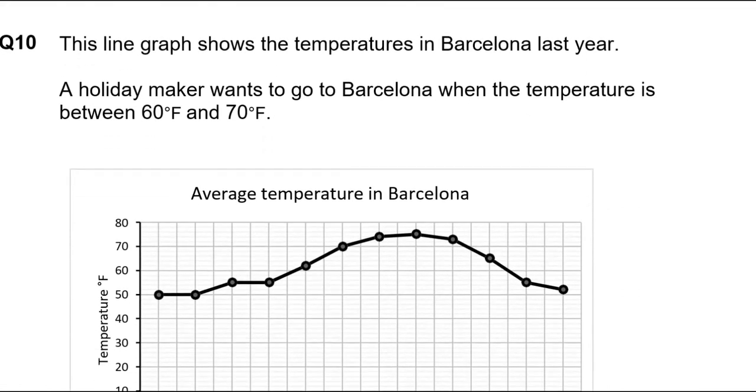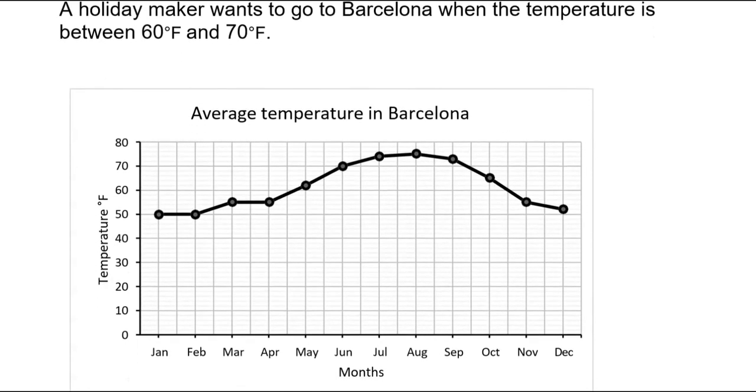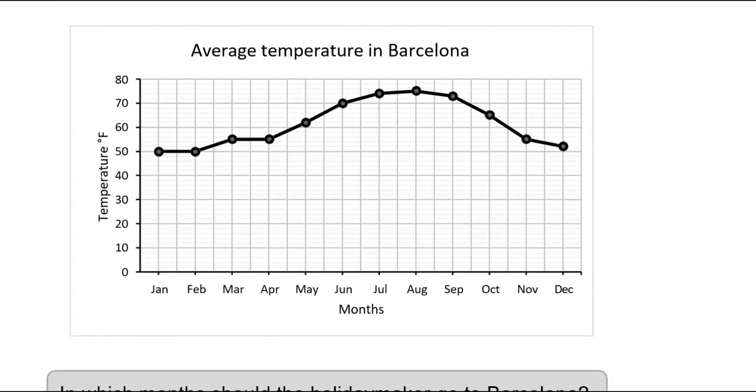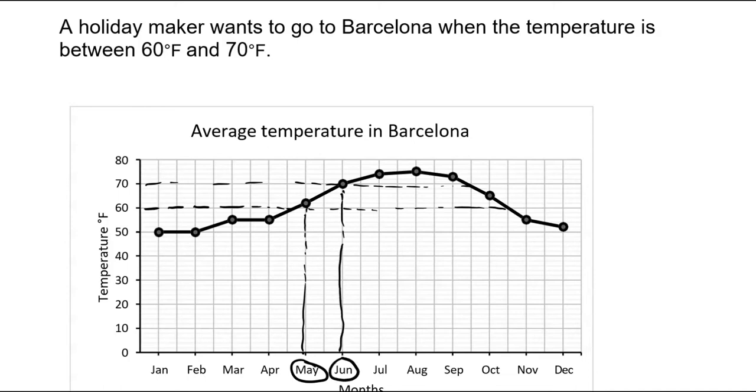This line graph shows the temperatures in Barcelona last year. A holidaymaker wants to go to Barcelona when the temperature is between 60 and 70 degrees Fahrenheit. Average temperature in Barcelona is given in this graph. In which month should the holidaymaker go to Barcelona? So going to 60 and 70. So we've got this month, which is inclusive, so May and also June and October.